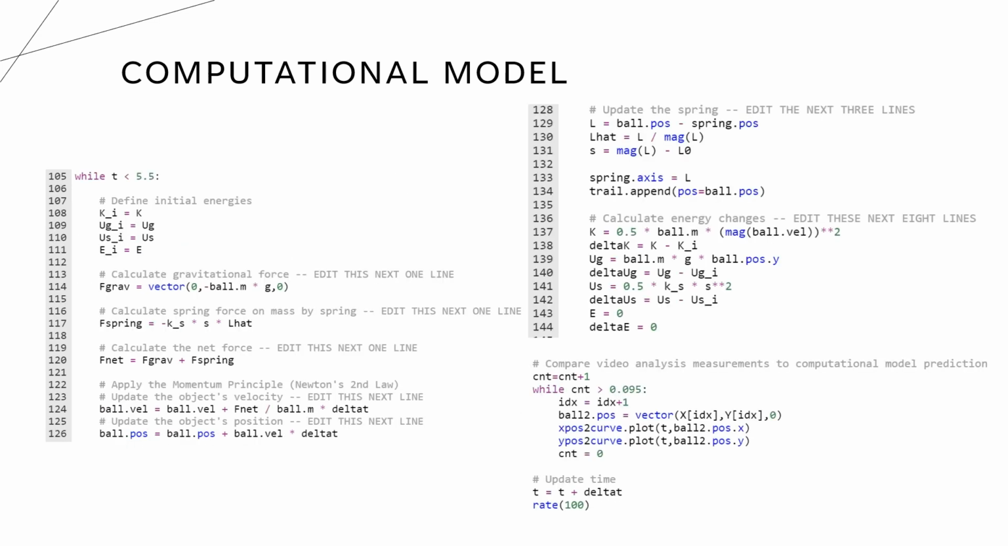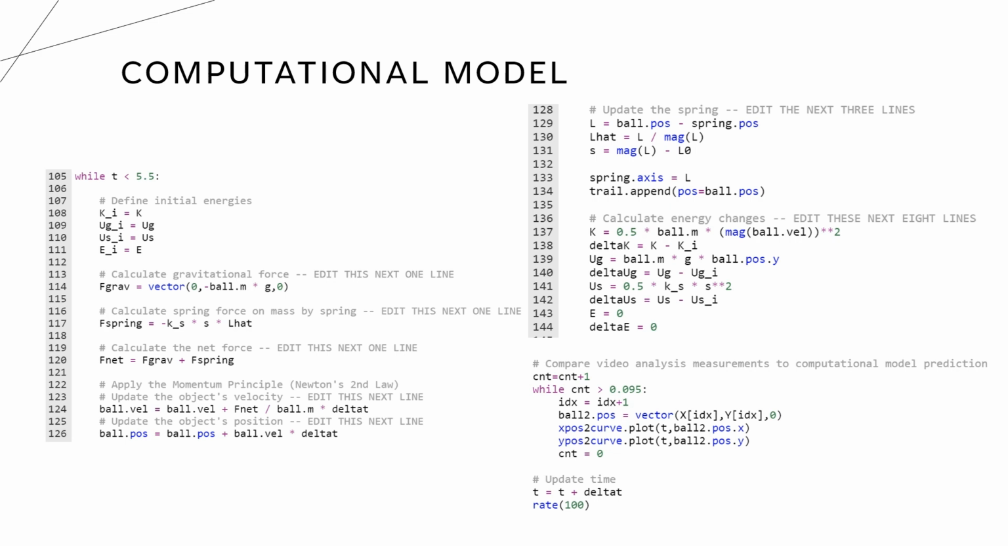In the loop, we first define the initial energies to be the ones we have right now. Gravitational force is equal to mg pointing in the negative y direction. Spring force is equal to negative k times the difference between measured and relaxed length of the spring times the direction of it. The net force is the sum of gravitational and spring force.